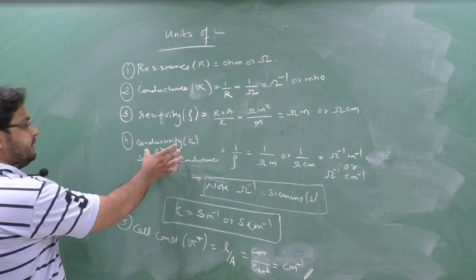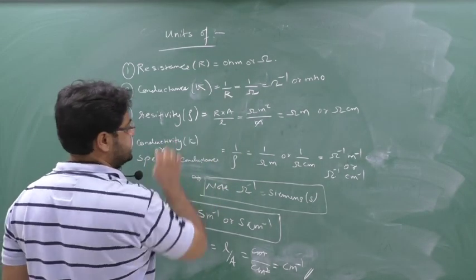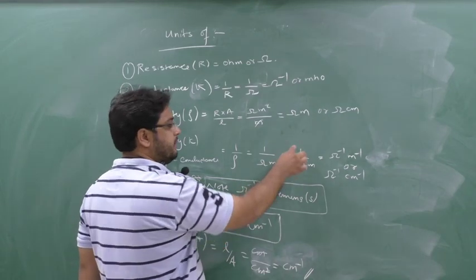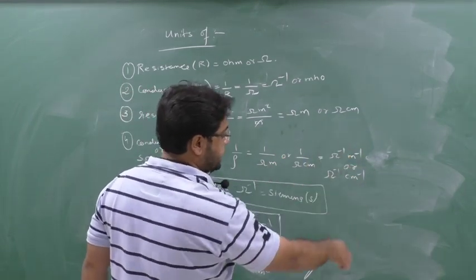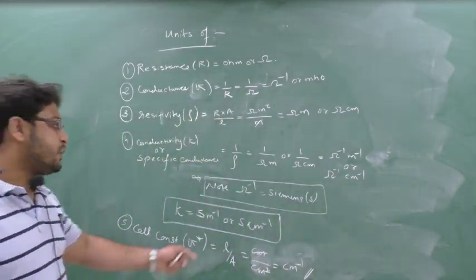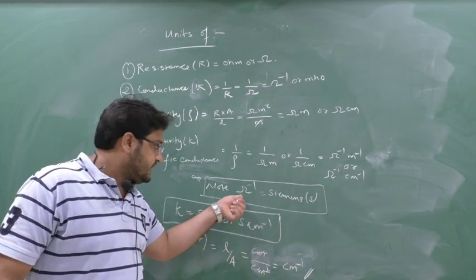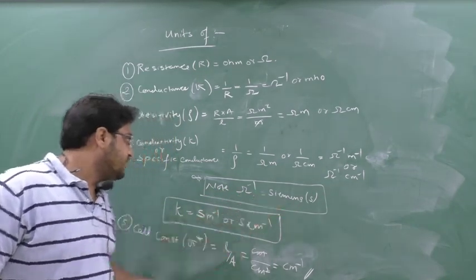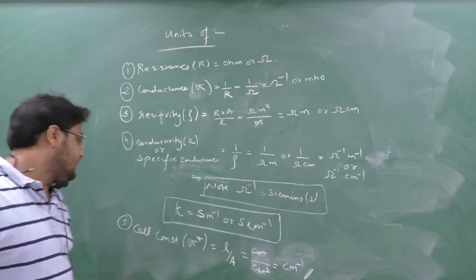Now we have to come to conductivity K or specific conductance. That is 1 by rho, inverse of resistivity. That is 1 by ohm meter or 1 by ohm centimeter. Now 1 by ohm means ohm inverse, meter inverse, ohm inverse. Next class I will discuss the relation between these two. Clear? Now you remember one thing. Ohm inverse is nothing but Siemens. So kappa unit will be ohm inverse, which means Siemens per meter or per centimeter.